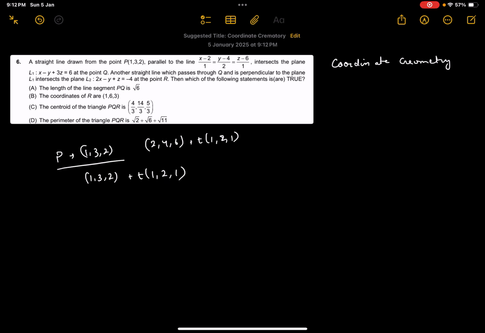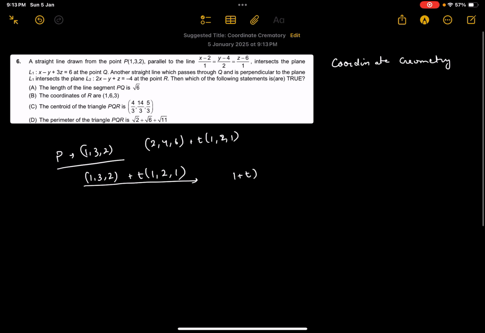This is the line. We want to find its point of intersection with the plane L1, which is the point Q. So let's put the parametric form and substitute this in the plane's equation. So we get x, which is 1 plus t, minus y, which is 3 plus 2t, plus 3z, which is 2 plus t, equals 6.